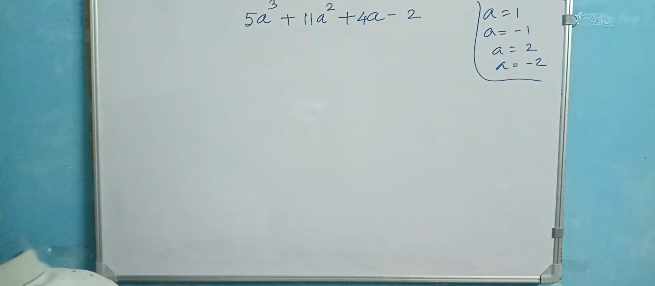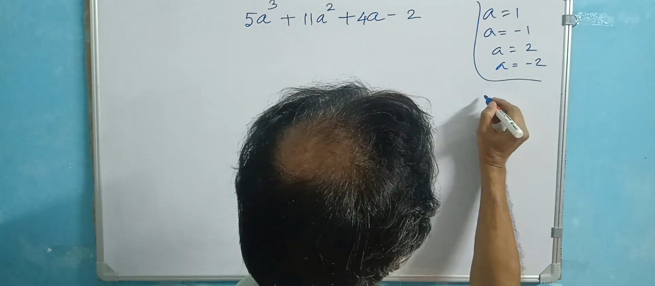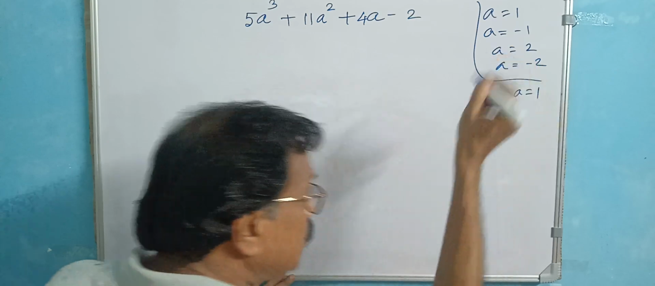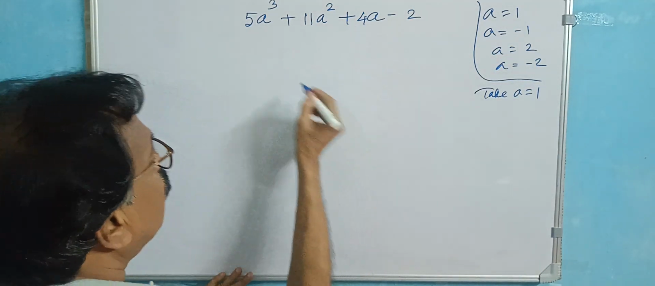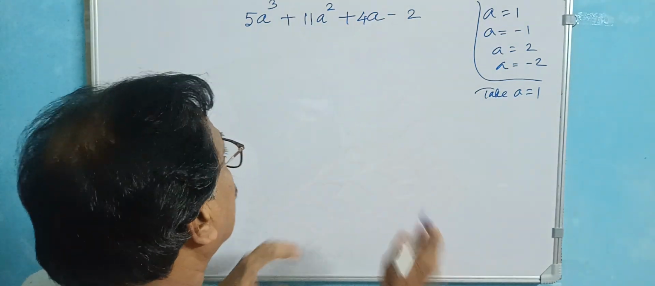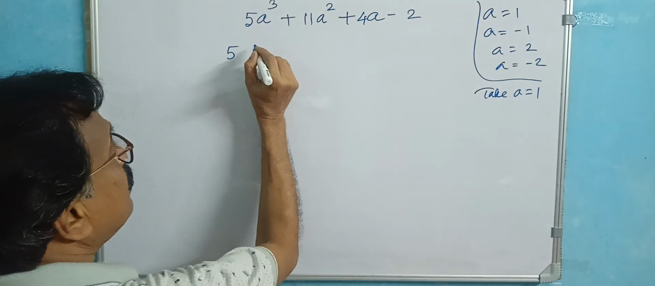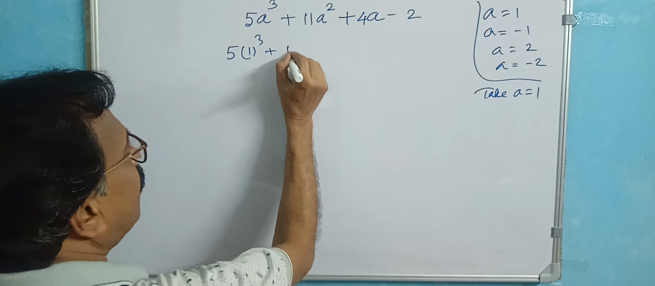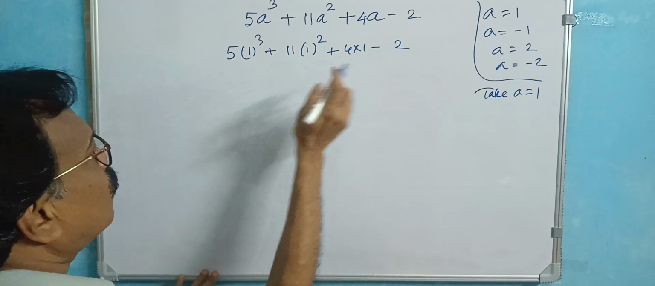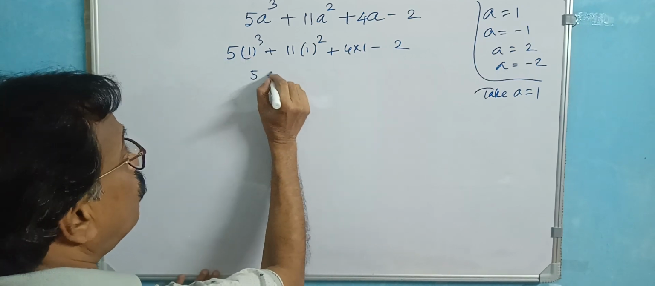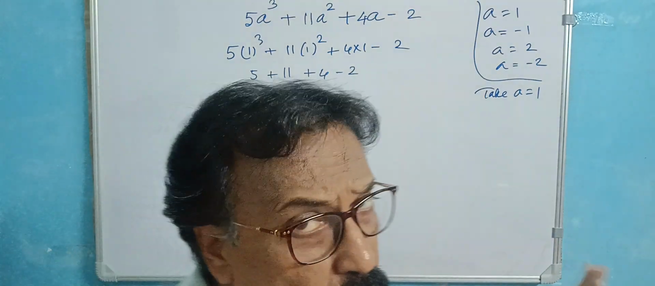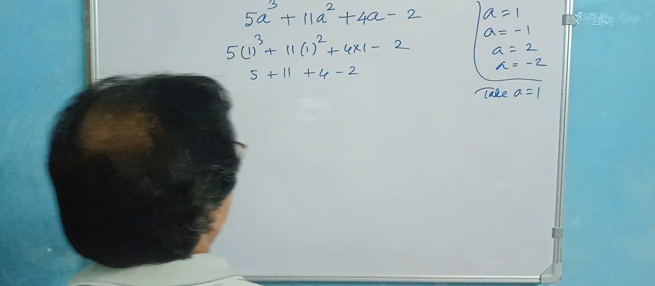Here first, suppose a is 1. You take a is equal to 1. That is called the trial process. Find out whether this is 0 or not. Put a is equal to 1 and see whether it comes 0 or not. So 5 into 1 cube plus 11 into 1 square, plus 4 into 1, that is minus 2. It cannot be 0, because this is 5, this is 11, all positive, this is plus 4, this is minus. It cannot be 0. So you cannot take a is equal to 1.